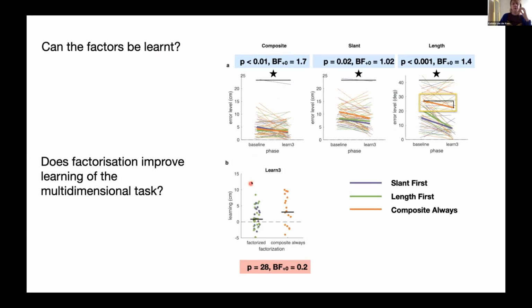Now let's look at what happens with factorization. On the left, you have the factorized group. On the right, there's the composite group. And on the y-axis is learning. And learning is the difference from baseline to the third learning phase. We had expected that the factorized groups would learn more. Clearly, this is not the case.